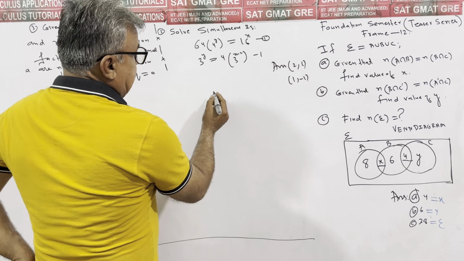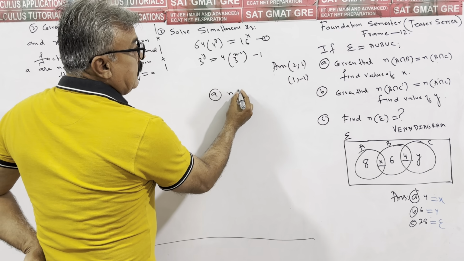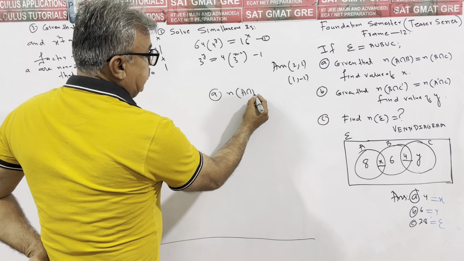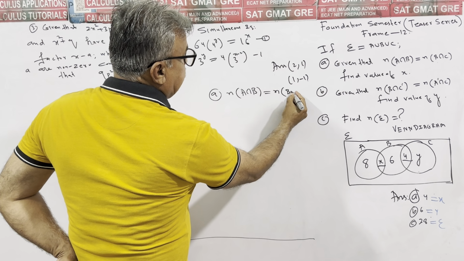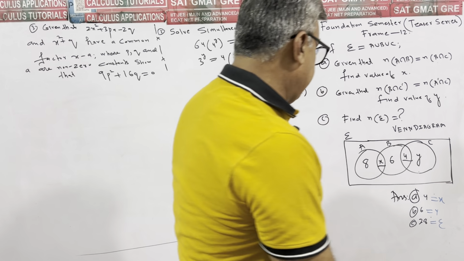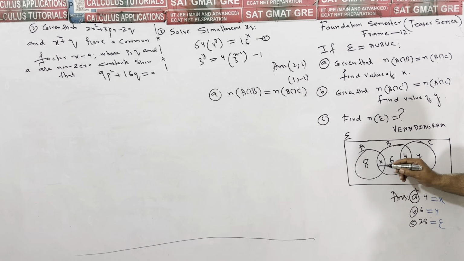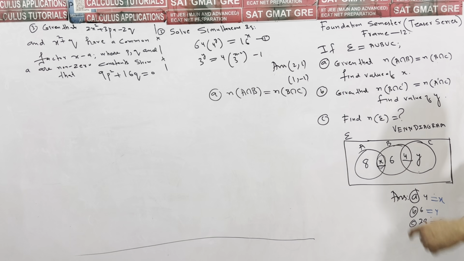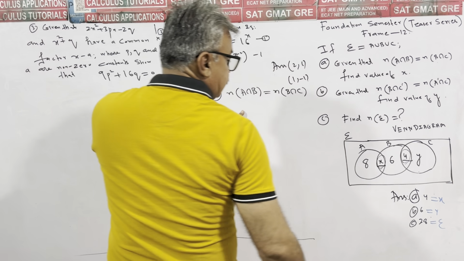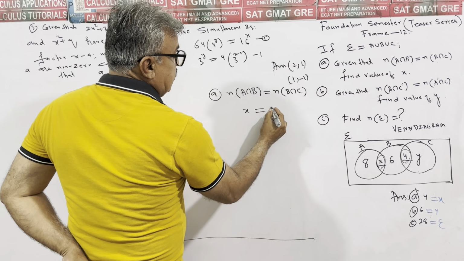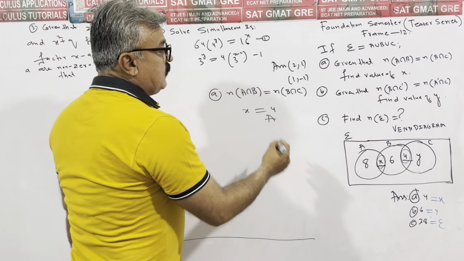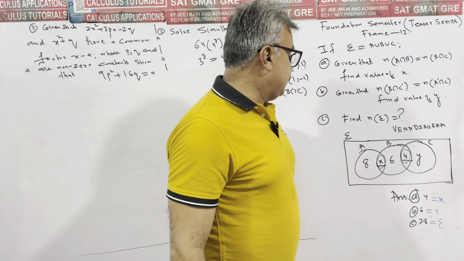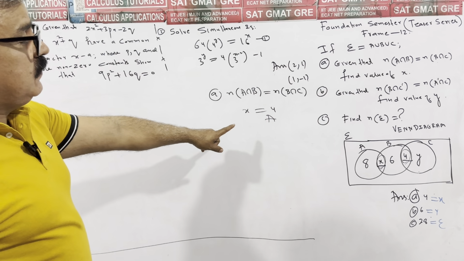Part A. Let me solve for this. The number of elements in A intersection B is equal to the number of elements in B intersection C. Look at this: the overlapping portion of A and B is X, and the overlapping portion of B and C is 4. So A intersection B is X and B intersection C is 4. We are asked to find the value of X, so the value of X is 4 in that case.